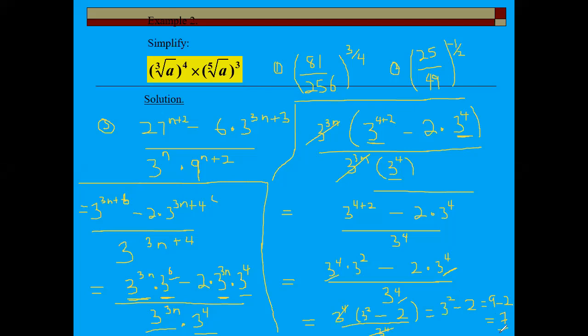It's 7. It's so interesting. We have this complicated expression here, and the final answer is just a single number, which is 7. Quite exciting. That is very exciting once we have the knowledge of indices. Very, very exciting.